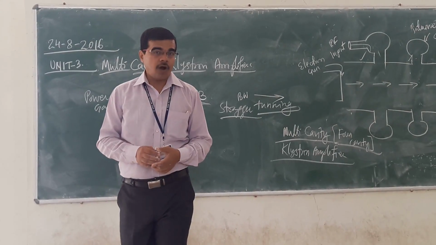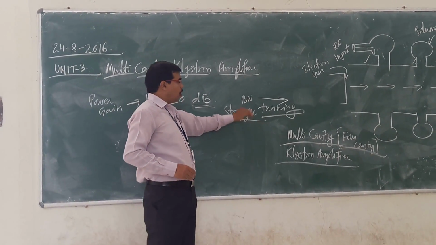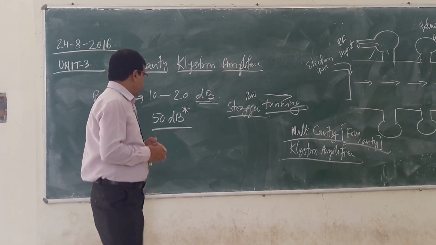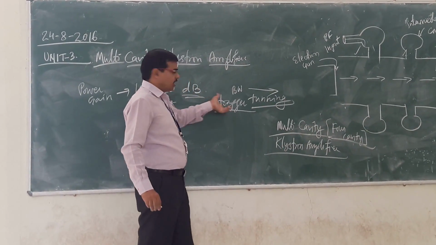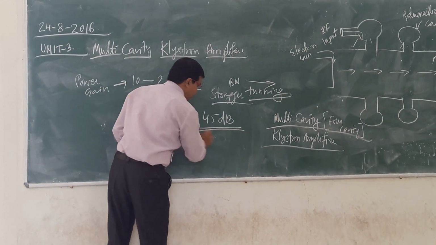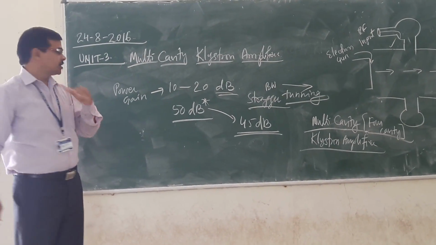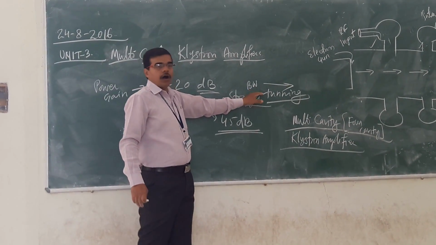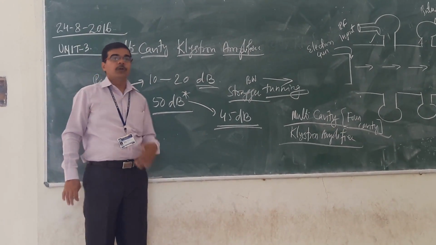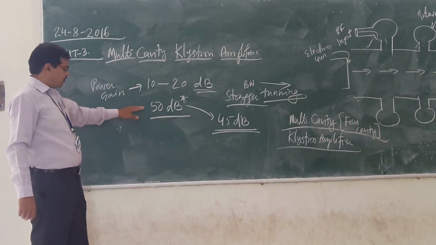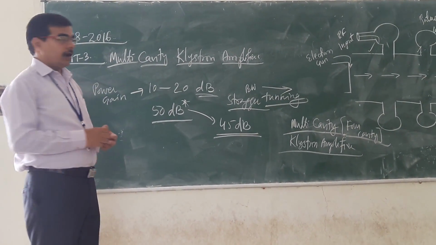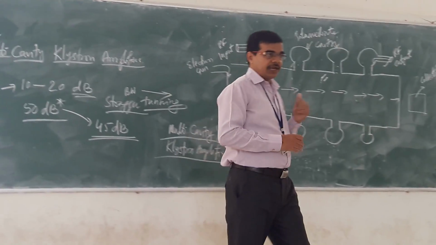But the drawback in case of stagger tuning is that though we can have the gain over a larger bandwidth, the gain will reduce a little bit. So if we are using stagger tuning, it may be possible that your gain will become 45 dB. So we have to compromise on the gain if we want to have the same performance over a larger bandwidth. Earlier the gain was 50 dB, now it is reduced to 45 dB. This will happen in case of stagger tuning. And what are the different applications where stagger tuning is used, that we will see.